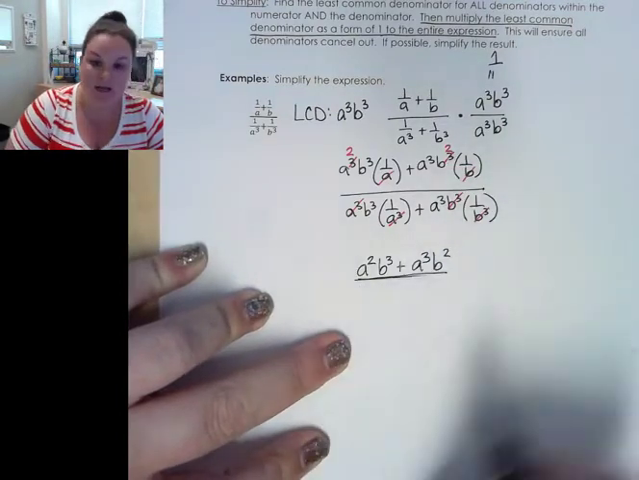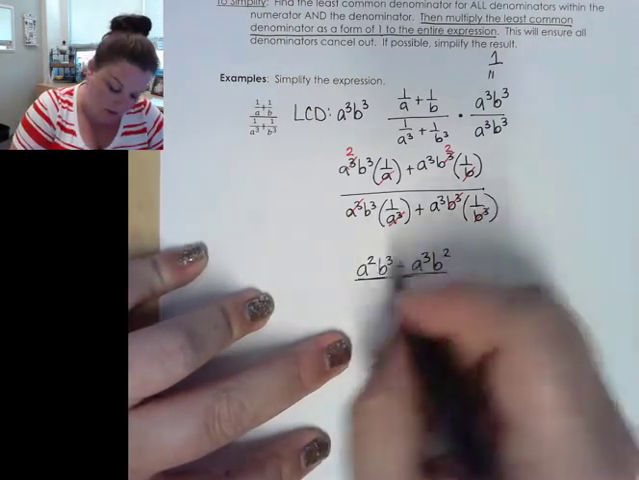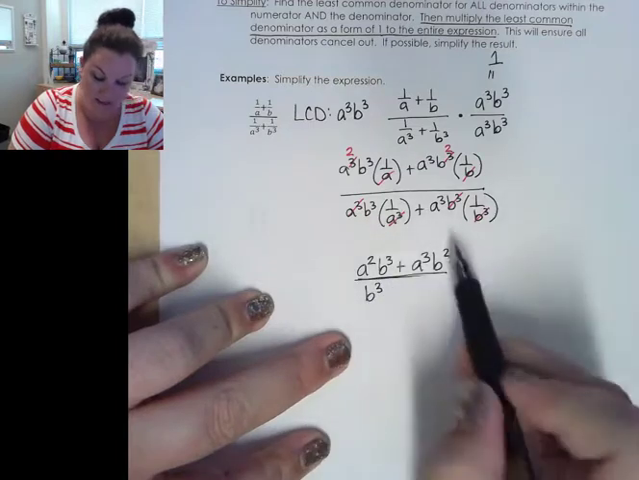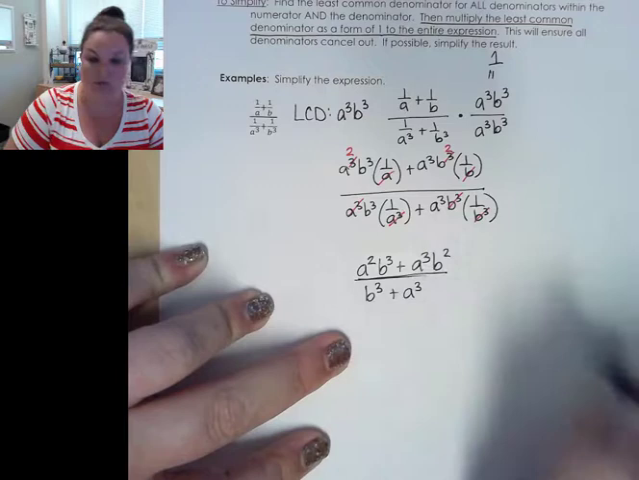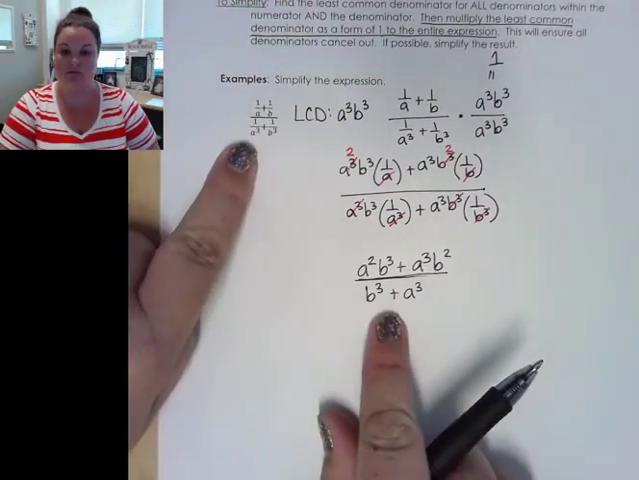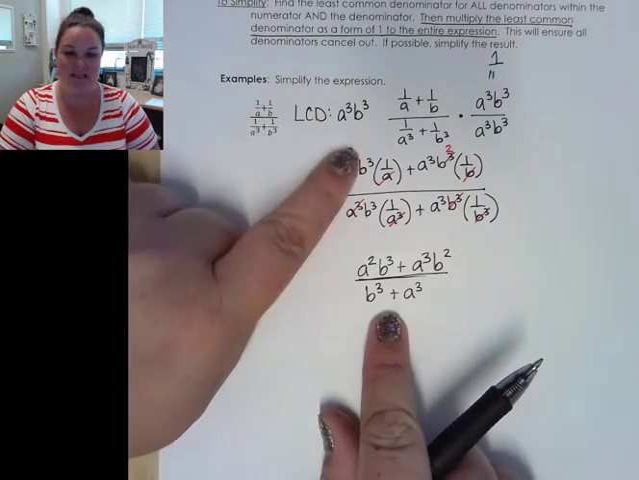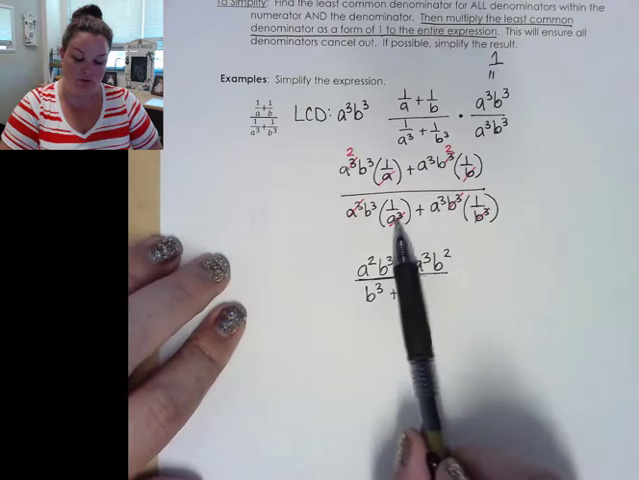Right? And then on bottom, what I'm left with is b cubed. So b cubed, and on this term, I have a cubed plus a cubed, right? So that's a lot easier to look at than our original, right? So we take our least common denominator, we basically multiply it by every single term, right?